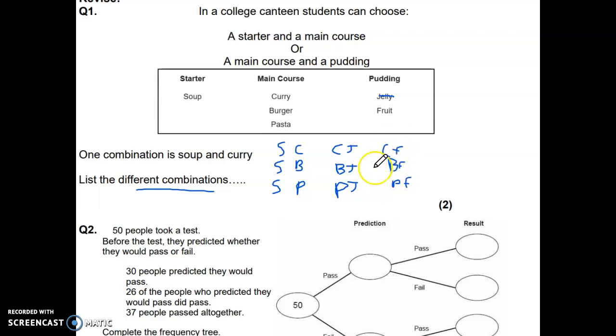Alright. So you can use shortenings, you can use letters to represent each of these, rather than writing pasta in full, letters that take you ages.